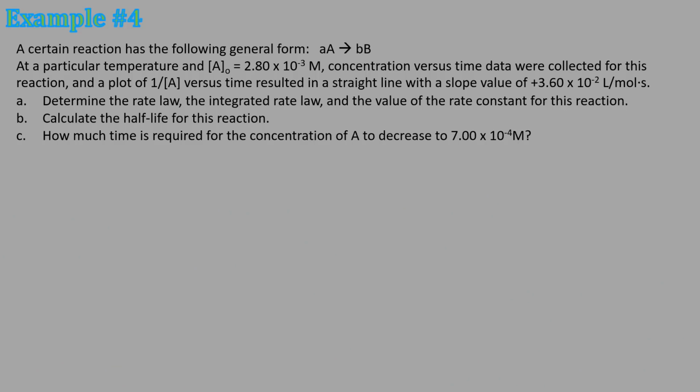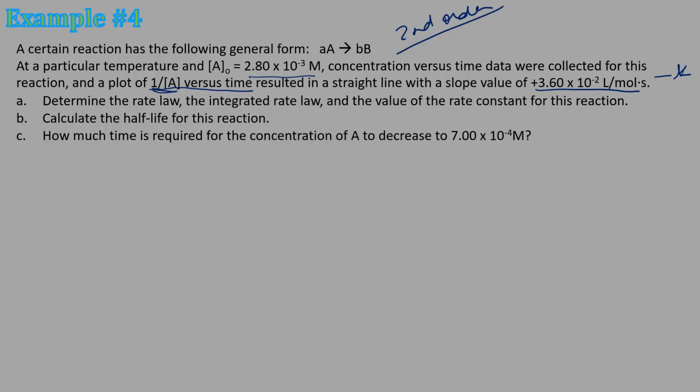All right, example 4. A certain reaction has the following general form at a particular temperature, and A naught is this. The concentration versus time data were collected, and the plot of 1 over A versus time resulted in a straight line. So that means that it's second order. And the slope is this, so that would be K.